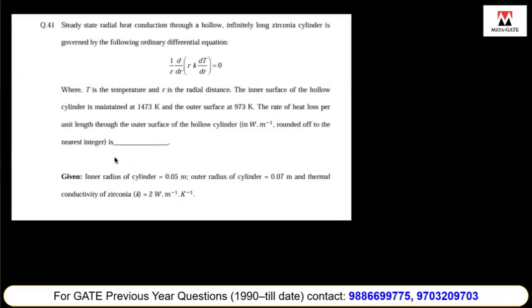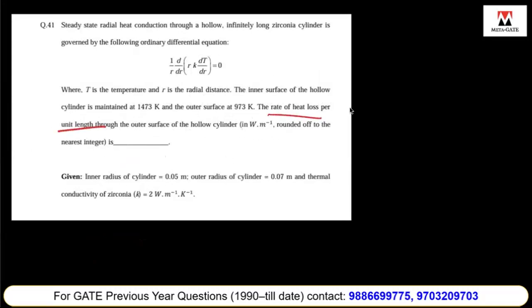The steady state radial heat conduction through a hollow, infinitely long zirconia cylinder is governed by the following ordinary differential equation: 1 by r d by dr of r k dT by dr is equal to 0, where T is temperature, r is the radial distance. The inner surface of the hollow cylinder is maintained at 1473 and the outer surface at 973. The rate of heat loss per unit length, we need to calculate through the outer surface of the hollow cylinder.